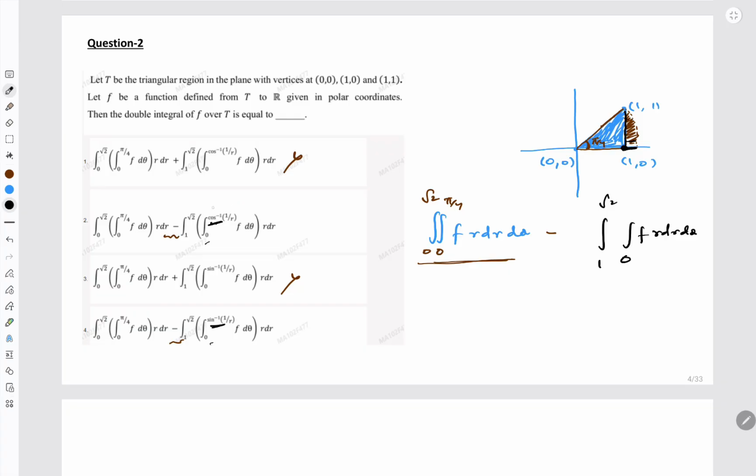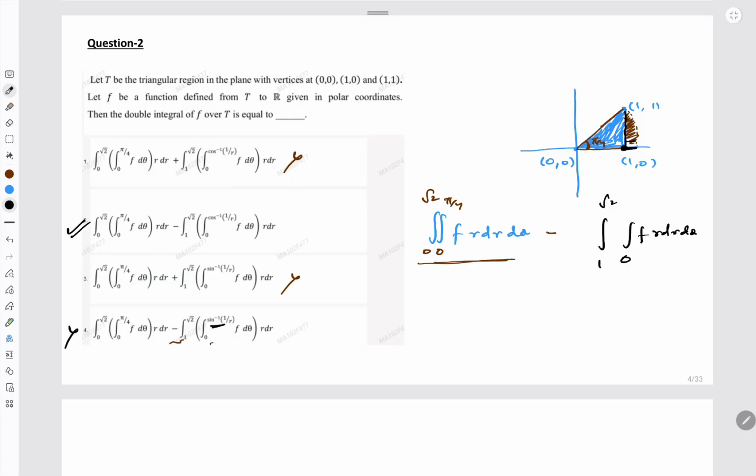So cos inverse 1 and sin inverse 1. Cos inverse 1 will give you 0, so 0 to 0 we are integrating. Sin inverse 1 will give you 0 to 1, right? So for r is equal to 0, the angle is going from 0 to 1. But for r equal to 1, there is only one angle, only one point. We do not need to integrate over the region. So basically, if you can see like that, the answer is option number 2.